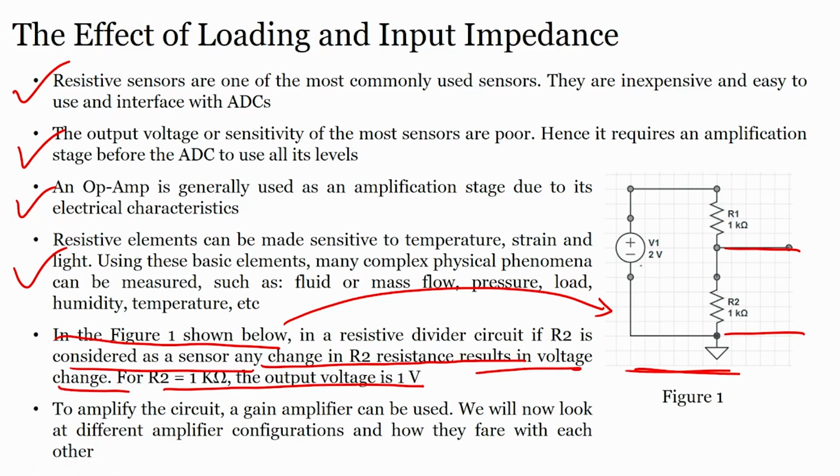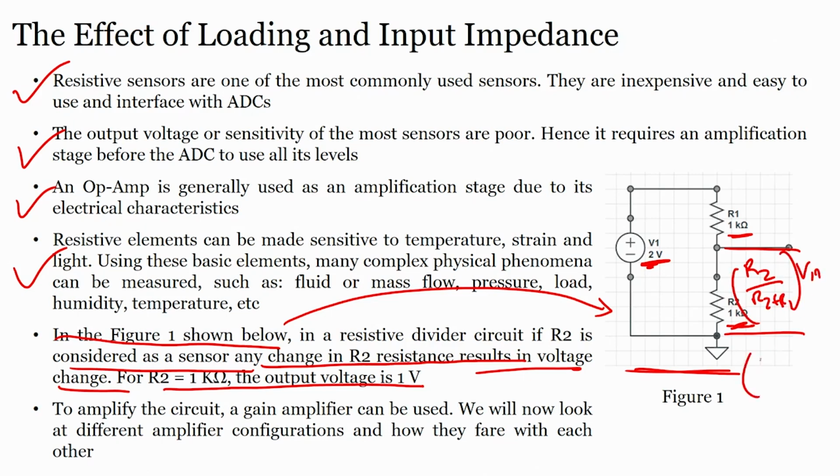So, what is the voltage we are applying? 2 volts. What is the value of R1? 1 kilo ohm. What is the value of R2? 2 kilo ohm. What is the potential divider? R2 upon R2 plus R1 into V in.